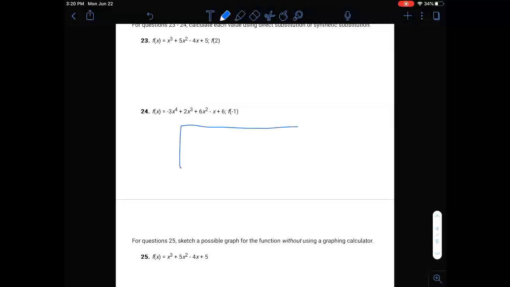And then we draw our table. First off, we put the value that we are evaluating for. So we've got f of -1, so you put -1 there. Then you put each of the coefficients: -3, 2, 6, -1, and 6.